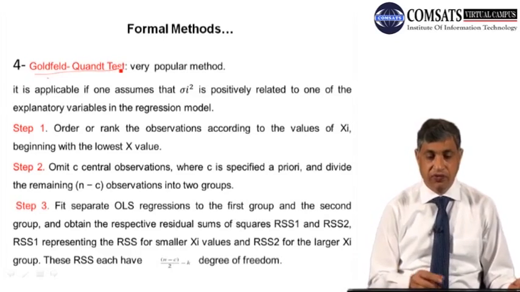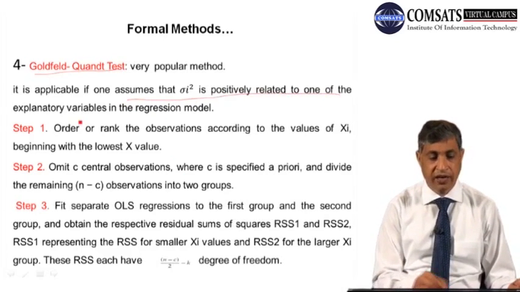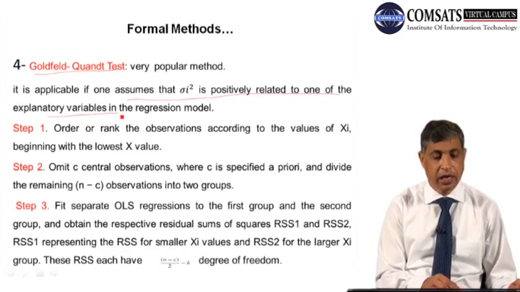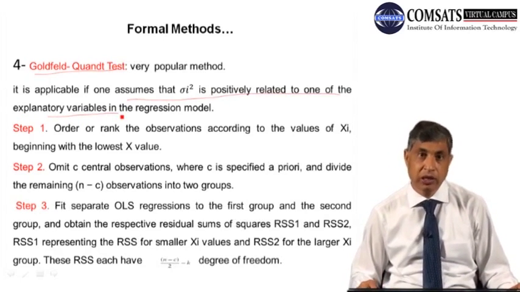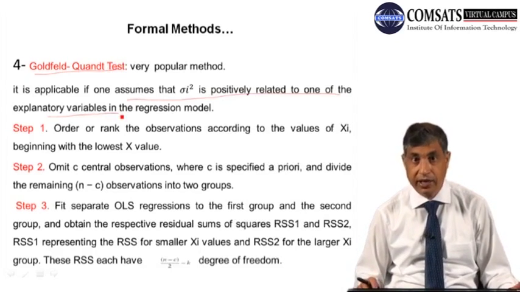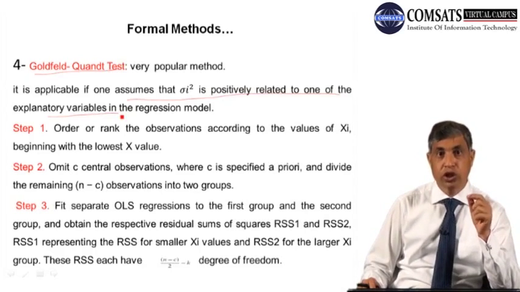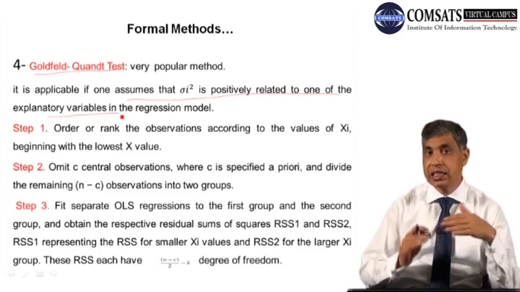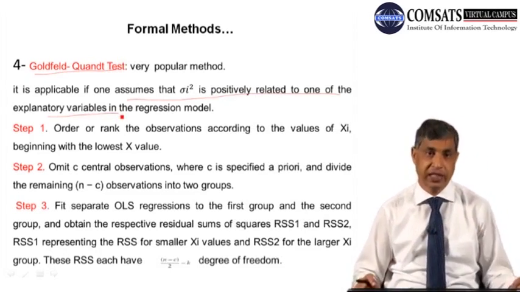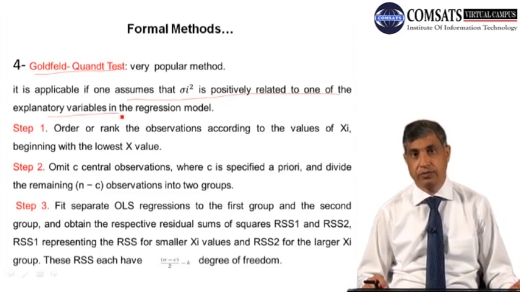So if we look at this, we assume that one of the explanatory variables and your residual sum of squares, that is the variance of the error term, have a positive relationship, whether with any one of the explanatory variables 1, 2, 3 or only one. So what will be the order or rank of the observations?